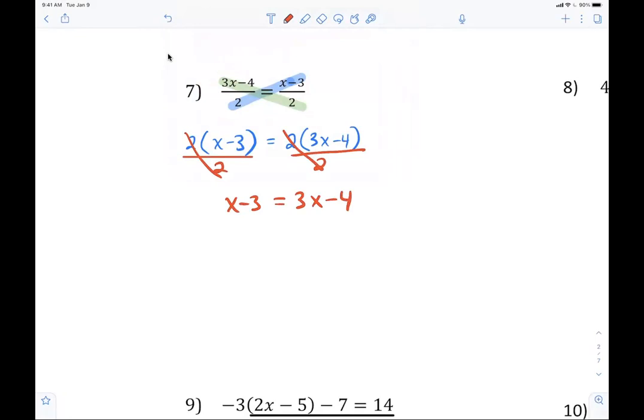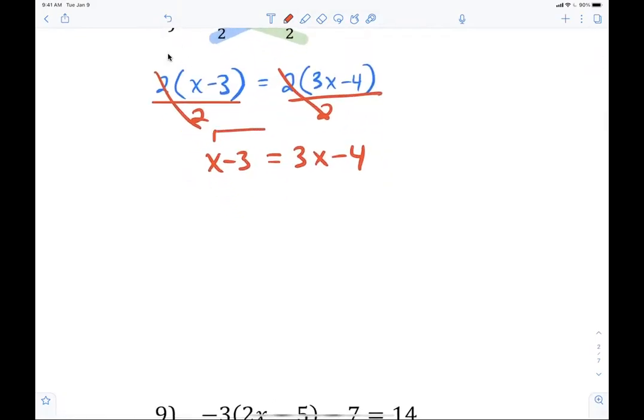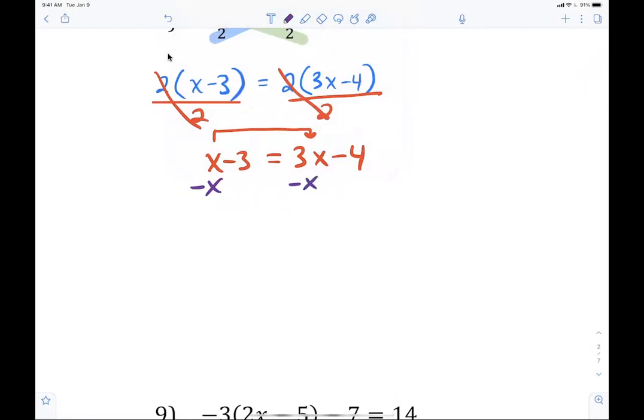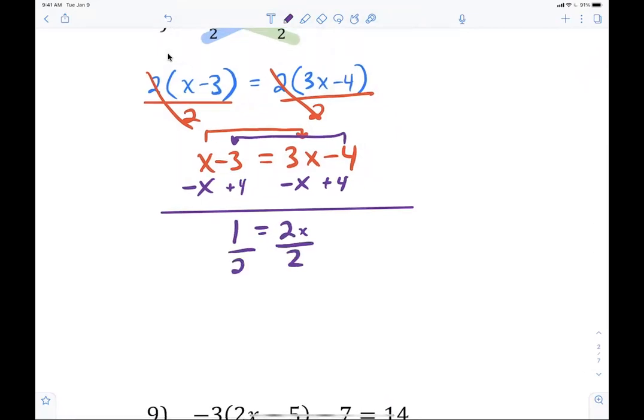All right. Now, from there, remember, I'm moving this over here because I'm trying to keep the variable what? Positive. All right, but you are right. We are separating the variables. We want the variables together and we want the numbers together. So I'm going to subtract x. And if I move the x to the right, I've got to move the number to the left. So I'm going to add 4. Add 4. And you will see now that 1 equals 2x. Divide both sides by 2. And so x was equal to 1/2.